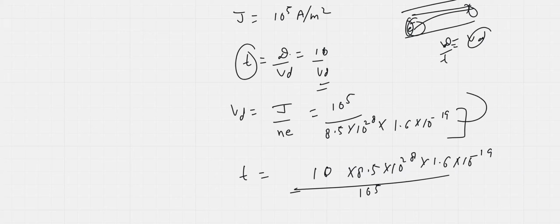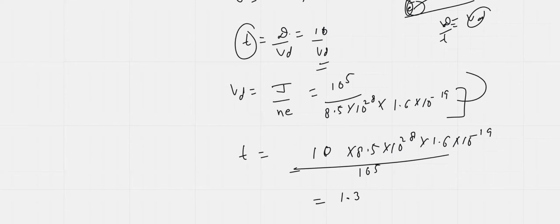So just solve this one, and somewhere around, I'm not sure, but something around 1.35 into 10 to the power. What are the powers? This is 28, 19, so it comes out as 9 as a power. Below is this 5, so it will result in 4. Multiplied by this, again a big parameter, this will result in something around 10 to the power 6 seconds. This is the answer.